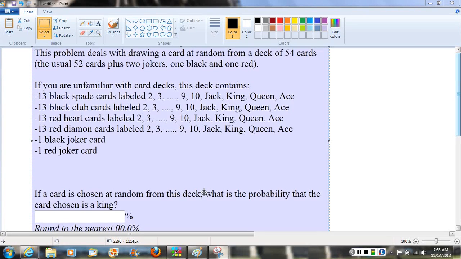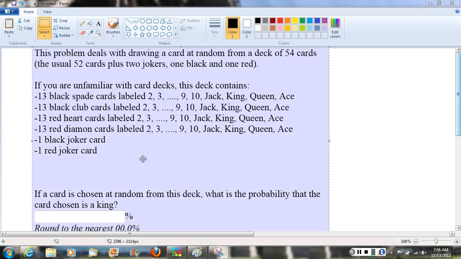In this problem we're looking at one of the classic situations that we encounter in probability, which is calculating a probability based on a deck of cards. If you're not familiar with a deck of cards, take a minute and read through these lists and it tells you exactly what's included in the deck of cards. How many cards of each type, each color, each number.